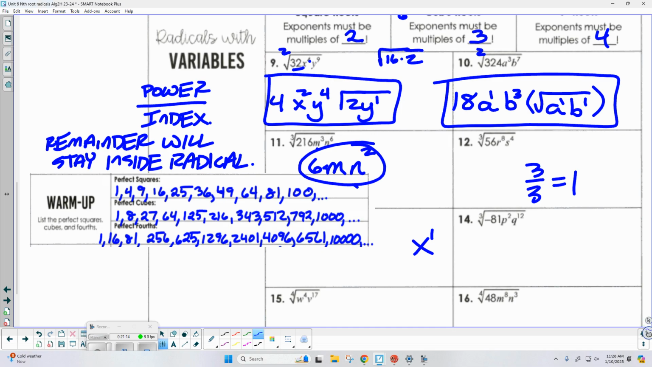Okay. Are we ready for one on our own? Okay. So try number 12. So I want the cube root of 56 r to the 8th s to the 4th. Okay. So because you're dividing by 3, you're going to have some remainder, so there is going to be a cube root left over. And this one actually has several terms, so I'll just write it out in just a second because I know I'm going to forget if I walk around.